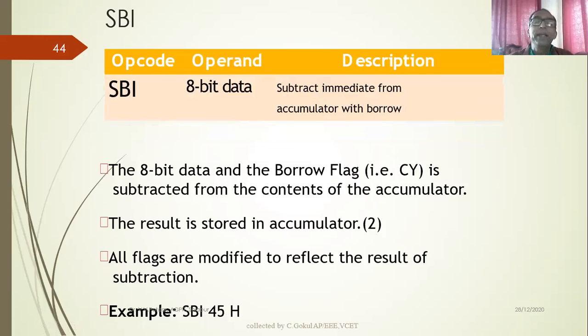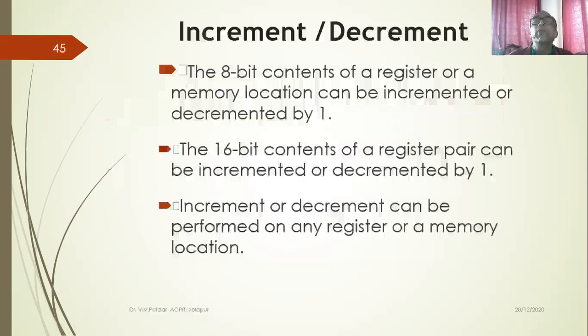Then SBI. Operand is the 8-bit data. Subtract immediate from accumulator with borrow. The 8-bit data and the borrow flag are subtracted from the contents of the accumulator. The result is stored in the accumulator. All flags are modified to reflect the result of subtraction. Example is SBI 5FH.